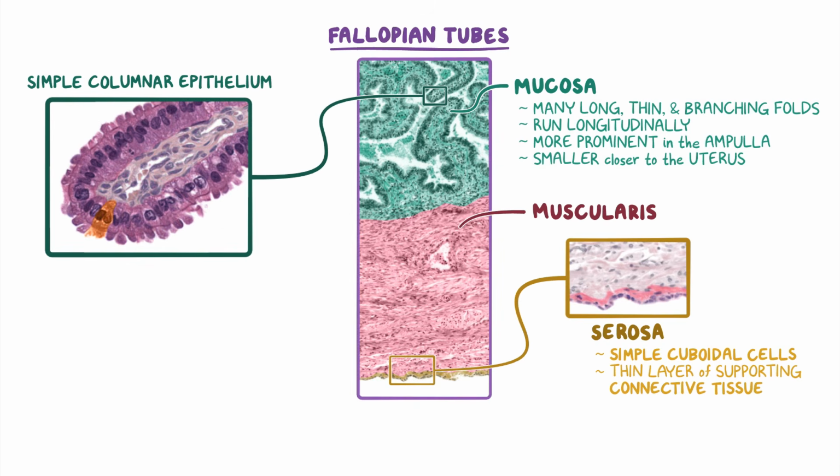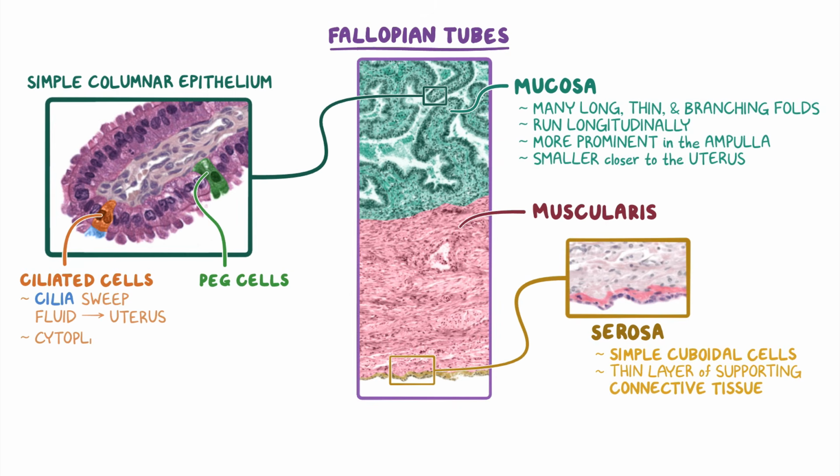This epithelium actually consists of 2 distinct types of cells: ciliated cells and secretory PEG cells. The ciliated cells can be identified by their visible cilia that wave or sweep fluid toward the uterus in order to help an ovum or fertilized zygote to continue moving in the correct direction within the fallopian tube. Also, the cytoplasm of the ciliated cells often don't stain as dark when compared to PEG cells, making it slightly easier to distinguish the 2 types of cells.